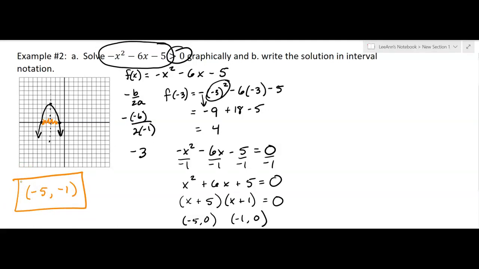Part B says write the solution in interval notation. So if you want it to be positive, it's got to be above the x-axis. If you want it to be negative, it's got to be below the x-axis.